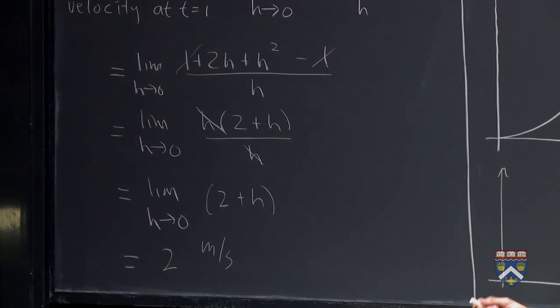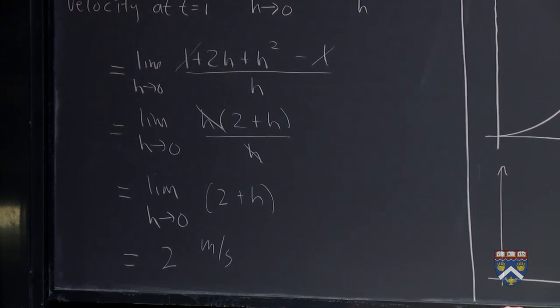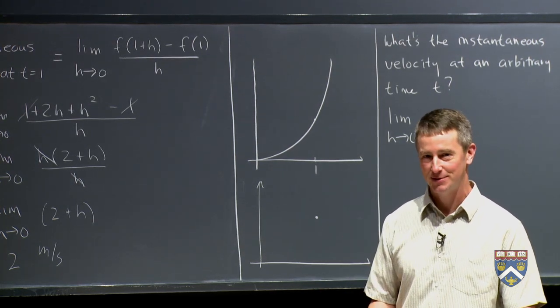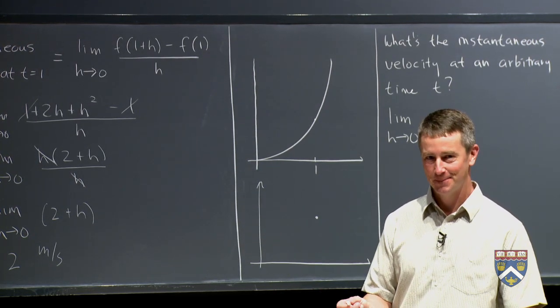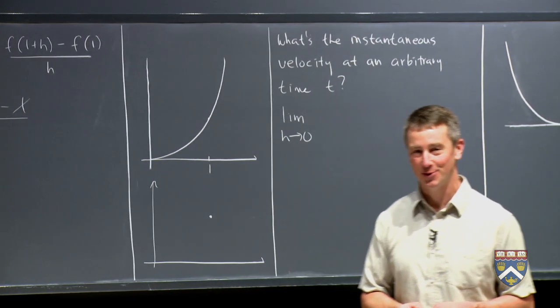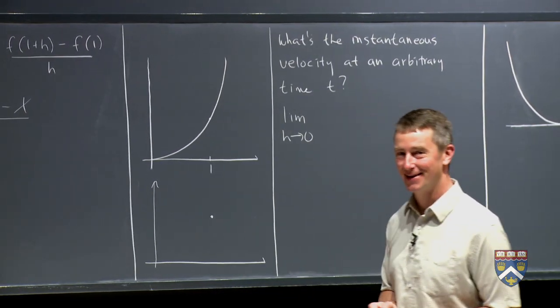So if this hummingbird had a speedometer on it and it looked down at the speedometer right at time 1, the speedometer would be reading 2 meters per second precisely. That is our first instantaneous rate of change that we've computed. I hope you're excited about that.